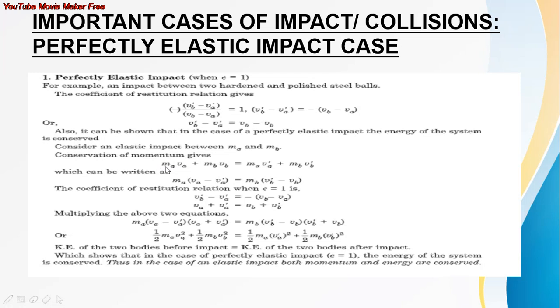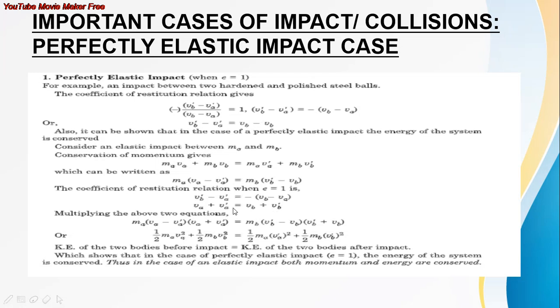So when we put this formula, we get MA into (VA minus VA dash) equal to MB into (VB dash minus VB). Now using this, we get VA plus VA dash equal to VB plus VB dash. So we actually get two equations, this equation and this equation.